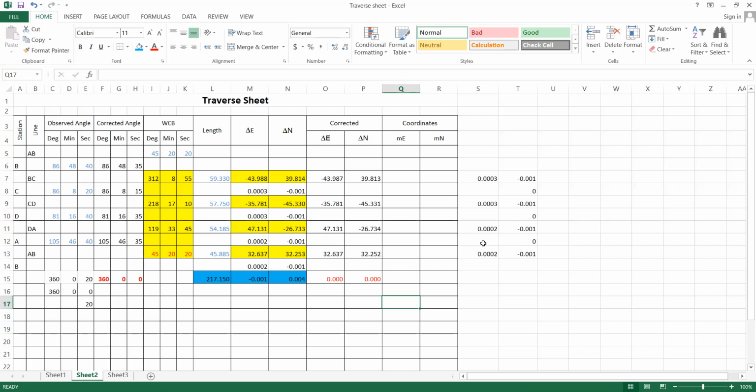Right? Then we go for the last column. Is it clear up to this? Any question? The errors were distributed proportional to the lengths. Right? Error is the summation because we expect 0.